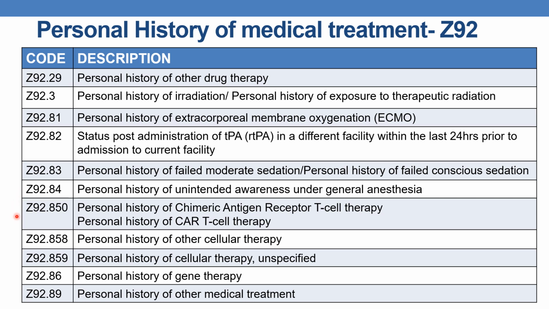The next is Z92.850, personal history of chimeric antigen receptor T cell therapy or personal history of CAR T cell therapy. The next is Z92.858, personal history of other cellular therapy. Next is Z92.859, personal history of cellular therapy unspecified. The next is Z92.86, personal history of gene therapy. The next is Z92.89, personal history of other medical treatment.